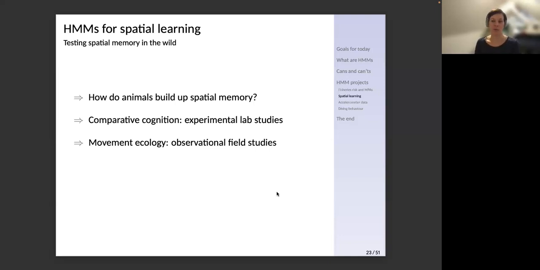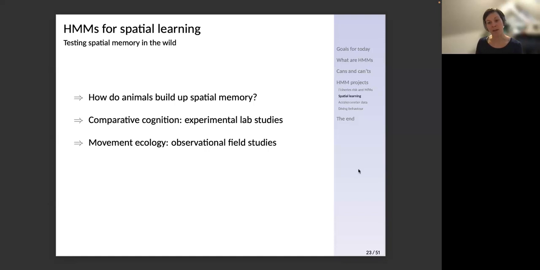So I was involved in a project where we were able to actually track individuals without having tags on them. And this enabled us to look at how animals build up spatial memory. Because we've got these 2 different fields. Comparative cognition generally works with experimental lab studies. So that's how you tend to test things in the field of comparative cognition. Whereas in movement ecology, we tend to go out and do observational studies.